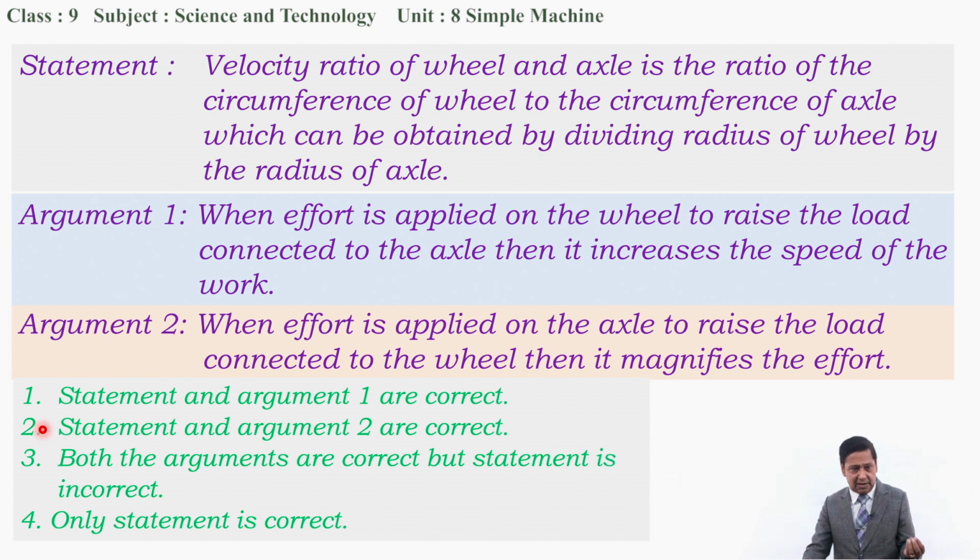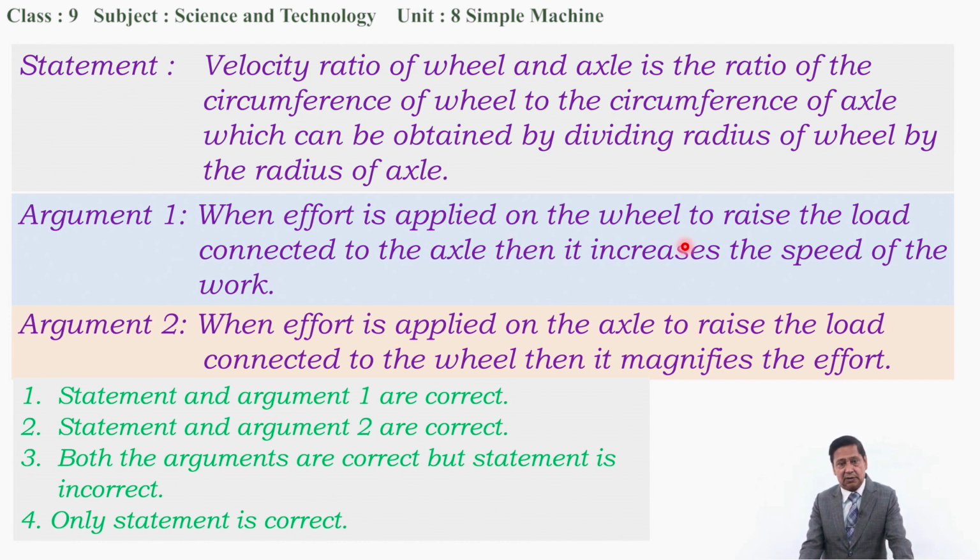Now, in option number 1, what is written? Statement and argument 1 are correct. Now, let's check it. Velocity ratio of wheel and axle is the ratio of the circumference of wheel to the circumference of axle. This is correct, which can be obtained by dividing radius of wheel by the radius of axle. The latter part is also correct. It means the statement is correct. But in this option, statement and argument 1 are told to be correct. That's why we have to go through argument 1 also.